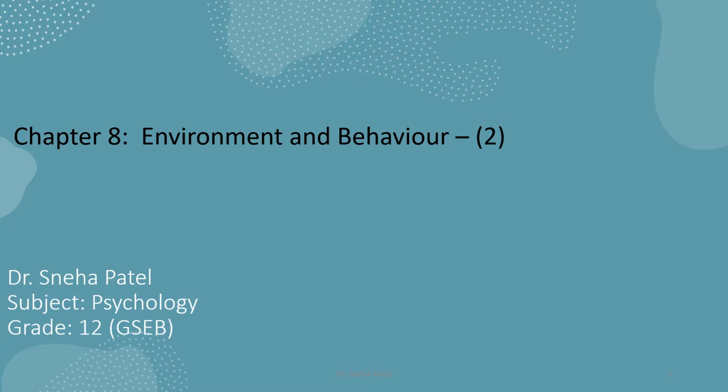Students, we are dealing with the subject psychology, chapter 8, environment and behavior. We have already dealt with the environment and human relationship in our previous class, and today we'll deal with two theories. One is given by Kurt Lewin and the other one is by Bronfenbrenner. Let's go with it.